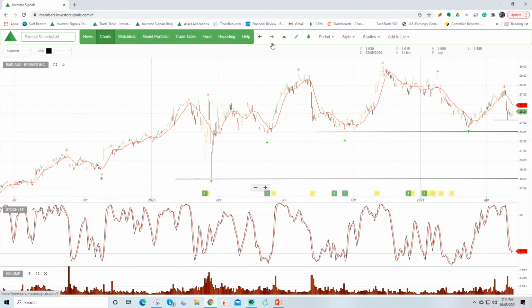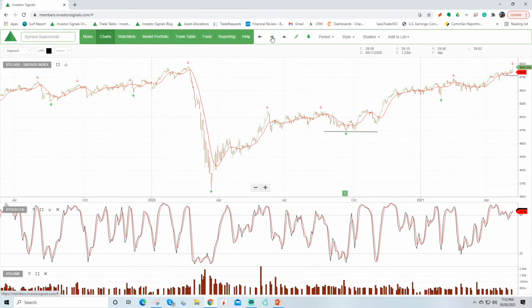ResMed, after a slight earnings miss, we've seen a correction from 28 back down to 25. Watch the stochastic here; it's starting to turn positive. We've got support there at around 24.50. You could certainly think about owning this with a stop below that 24.30, 24.40 level.